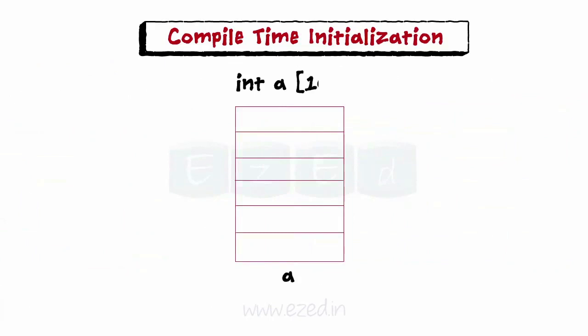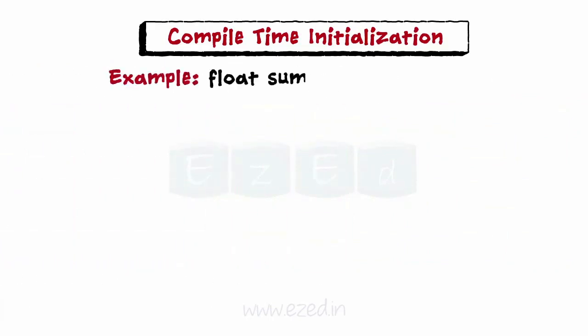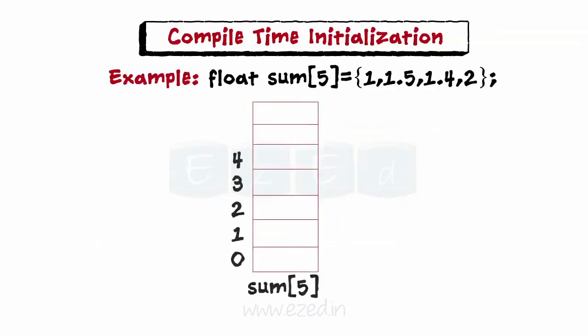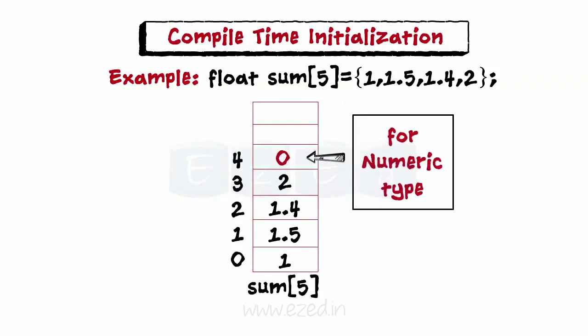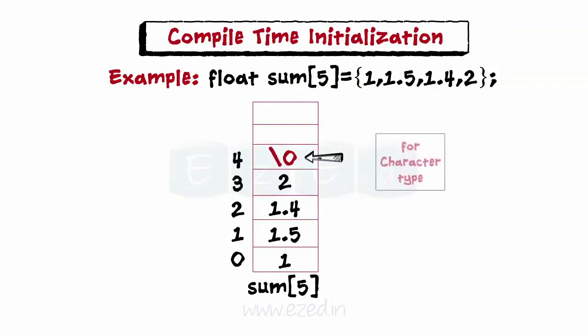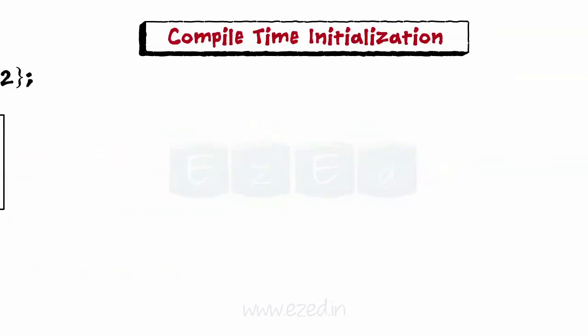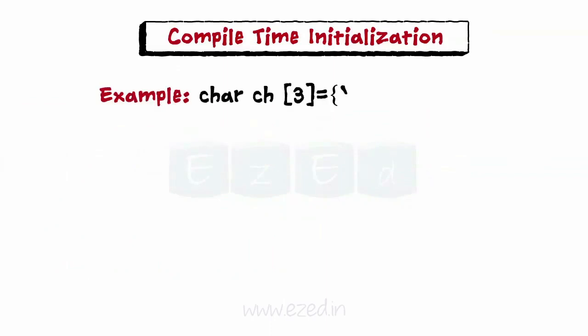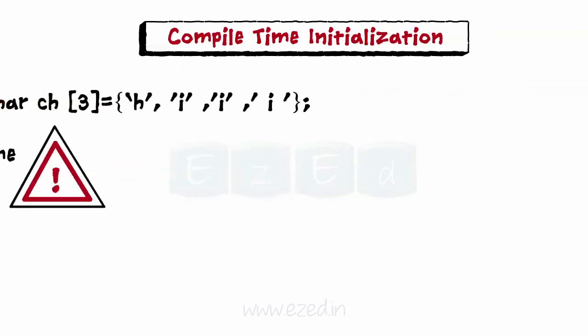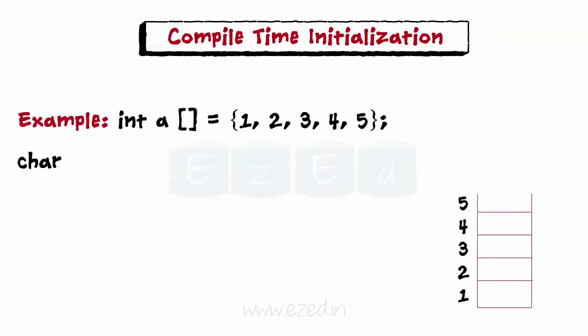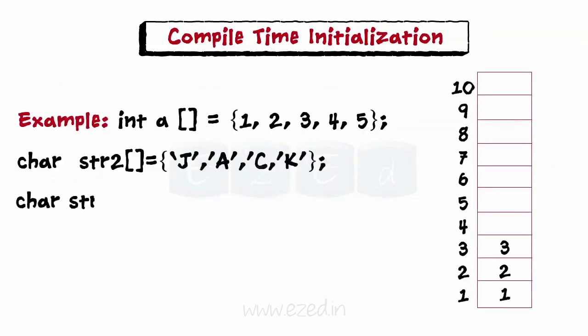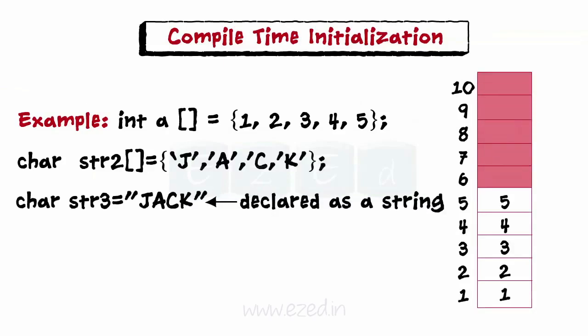Similarly, this will reserve 100 memory locations. If the number of values in the list is less than the size of the array, then the remaining elements will be assigned 0 if the array type is numeric and a null character if the array is of character type. However, if the number of initializers is more than the array size, then it will lead to a compile time error. We can eliminate the size of the array, and so the compiler will automatically assign enough space.